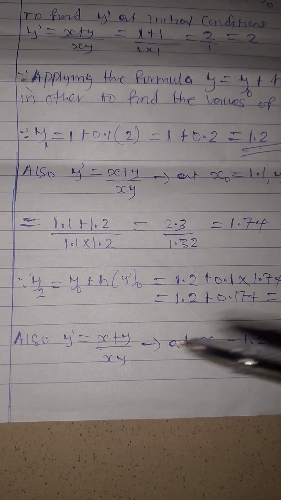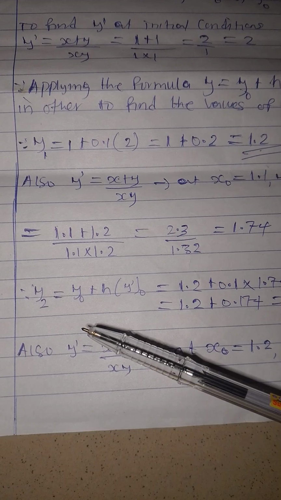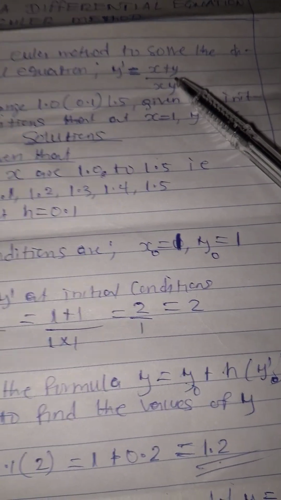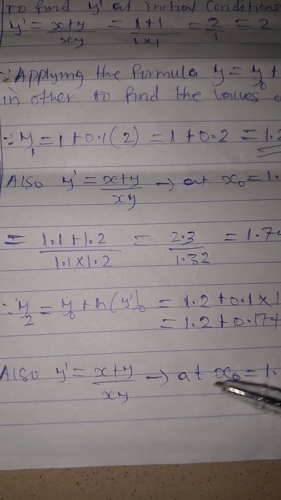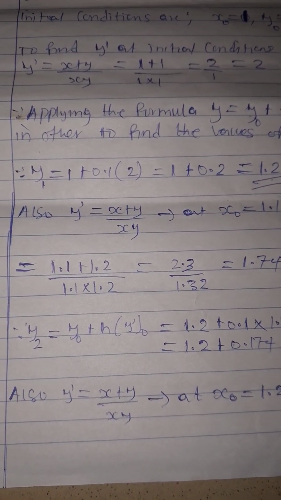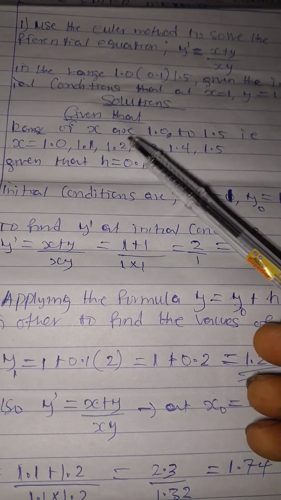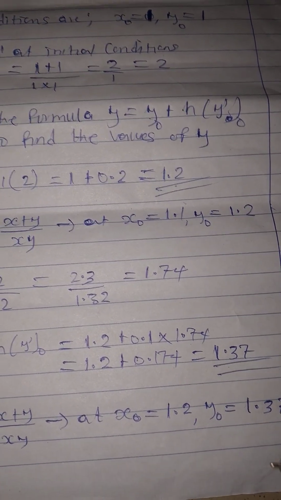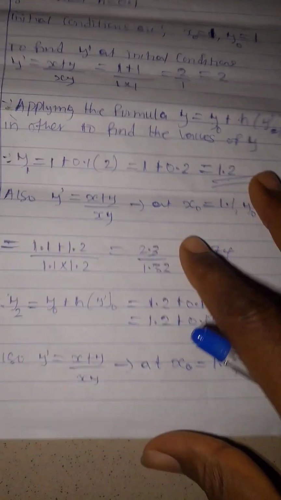So let's find the value for y3. For us to find the value for y3, we have to find y prime. So y prime, by applying this equation, is equal to x plus y all over xy. Now, for us to find y3, I have to find y prime 2. So by finding y prime 2, we know that x0 will be 1.2, and my y0 will be the value for y2, which is 1.37.